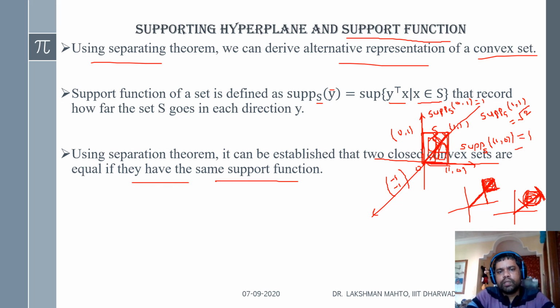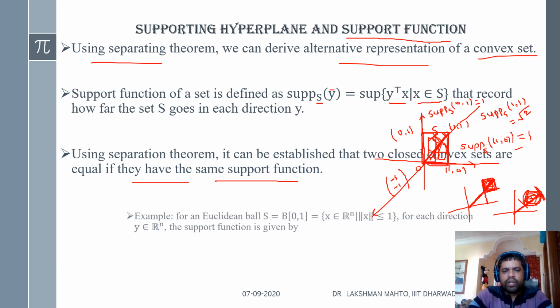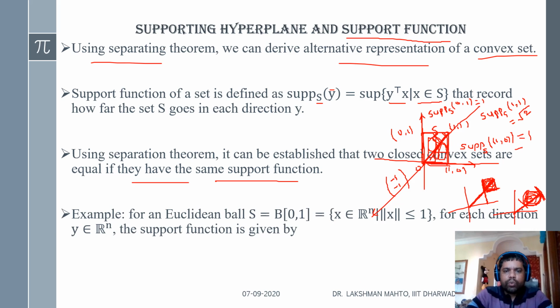Using the separation theorem, it can be established that two closed convex sets are equal if they have the same support function. If you take two closed convex sets and both have the same support function, then we can say that both sets are equal. Otherwise, we can't say. So it is one way to establish equality of two convex sets with the help of a supporting hyperplane. Only a trick.